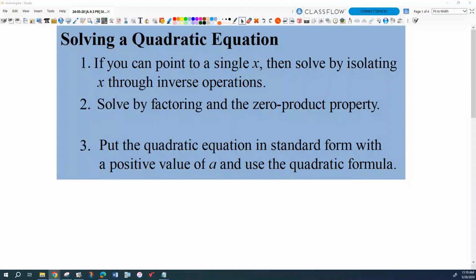Okay, what's the second option? Solve by factoring and the zero product property, but only if it's really easy. You're only going to factor if a is equal to 1, so the number in front of x squared is 1, and magic numbers are easy. And then solving by factoring is a pretty easy way to go.